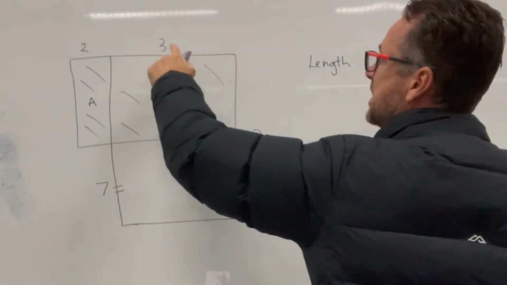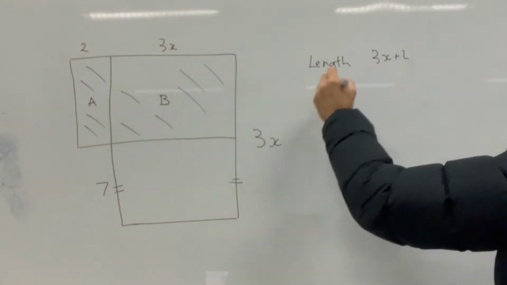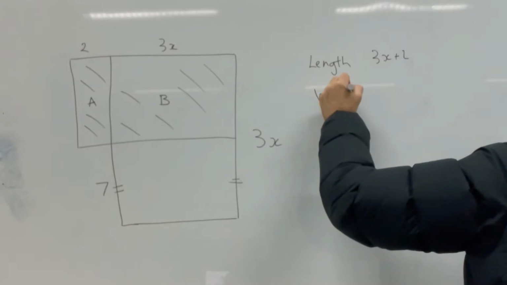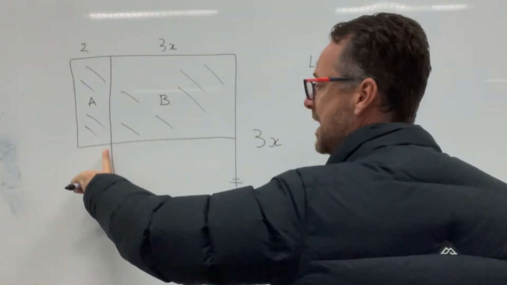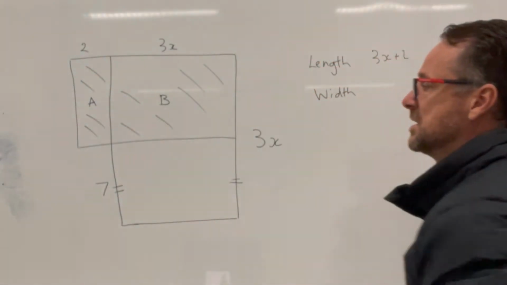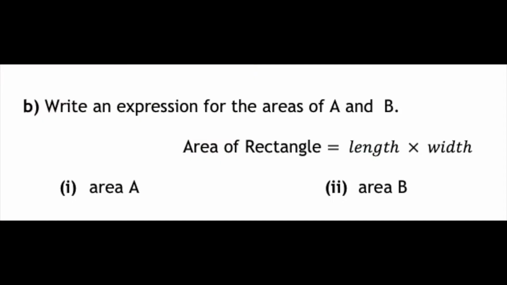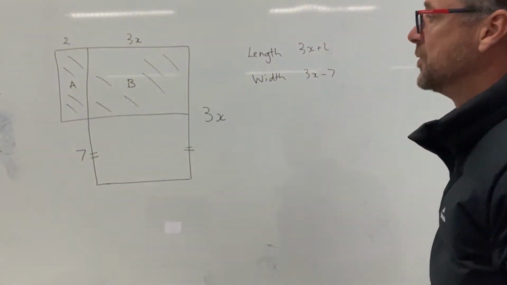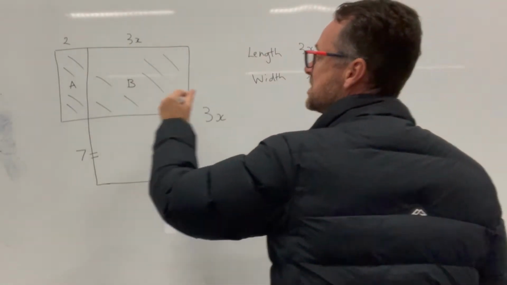So the length is that length, so it's 3x plus the 2. And now the width, so the width is this distance all along here, take away that bit there, because that leaves you that bit here. So that becomes 3x take away 7. Now it says write an expression for the area of A and B. So what we can do here is we can now add that. So this is 3x minus 7.